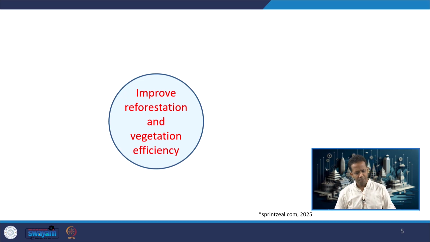Let us take one example. This is, I think, from somewhere in South America. The objective was to improve reforestation and vegetation efficiency. This was somewhere in mining land, and since in mining it becomes very difficult to get that area back to a vegetation level or a forest level, if we have to improve that, that is the one case study given to us.